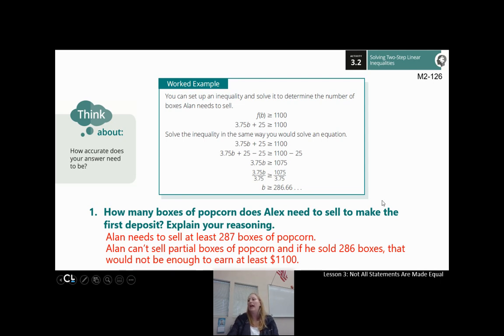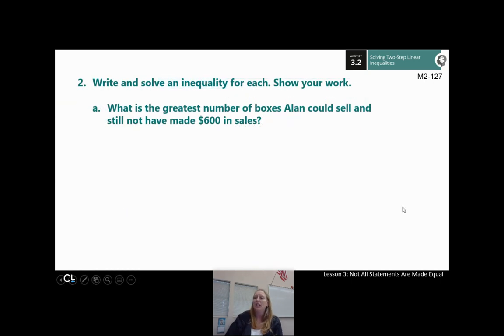All right. Let's take a look then at number 2. So now that we've done a couple of these problems, now that we just did another one there on number 1, I would like you to do number 2A and number 2B. For each of these, you need to write and solve an inequality. Make sure you show your work. So go ahead and hit pause, work out A and B, and then hit play when you're ready to check your work.